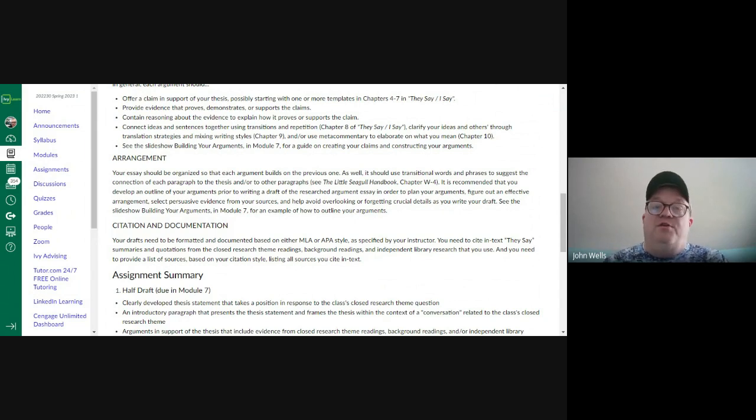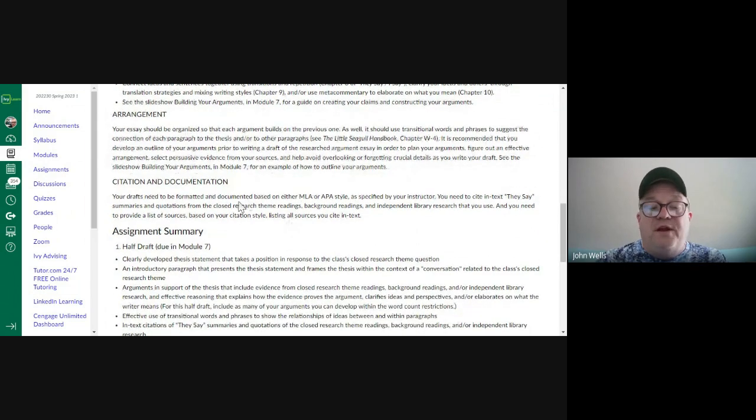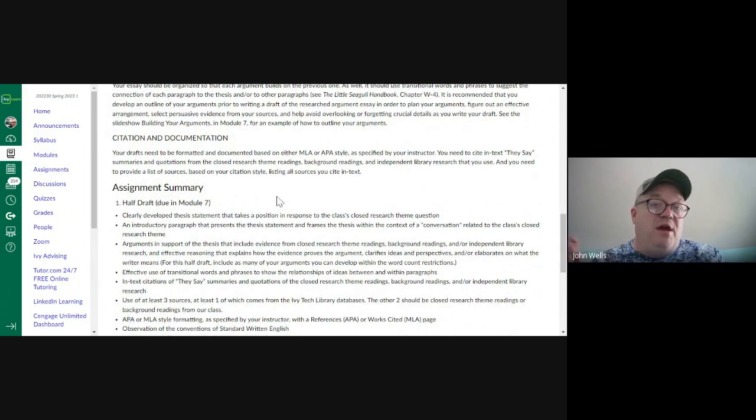No matter which one you're using, depending on your topic and the information that you have, it's all about that reasoning. It's all about getting that audience to that point where they're really buying into what you say. Don't forget that this does have to be in APA or MLA style. Either one is fine. Doesn't matter as long as you use one consistently.